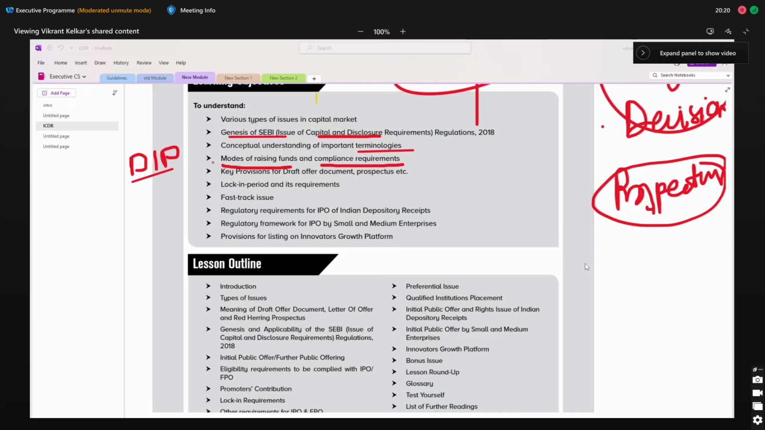So we are going to check out the compliance requirements from the point of view of a company secretary, how one should deal with all these things. And then the lock-in requirement and the lock-in period. Now, this is another new concept.